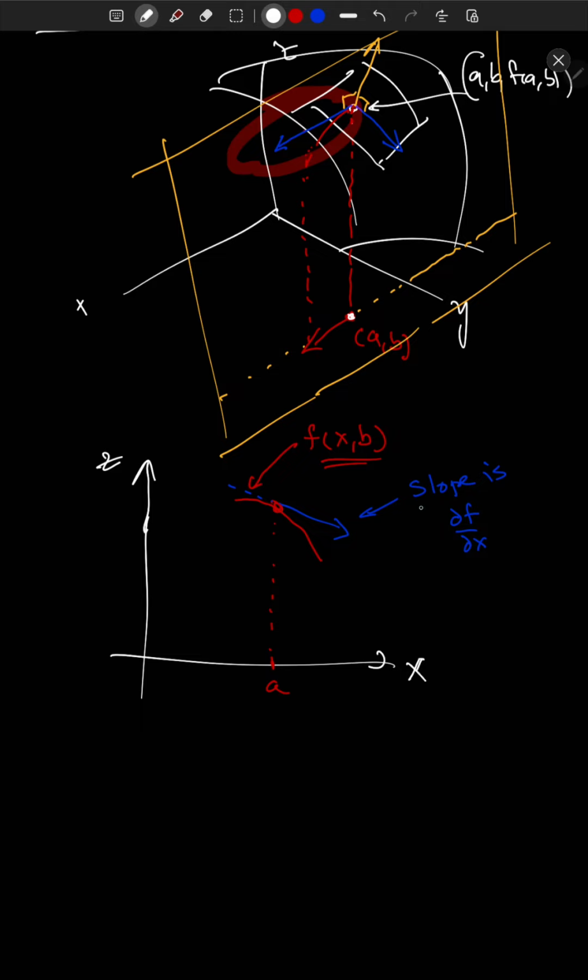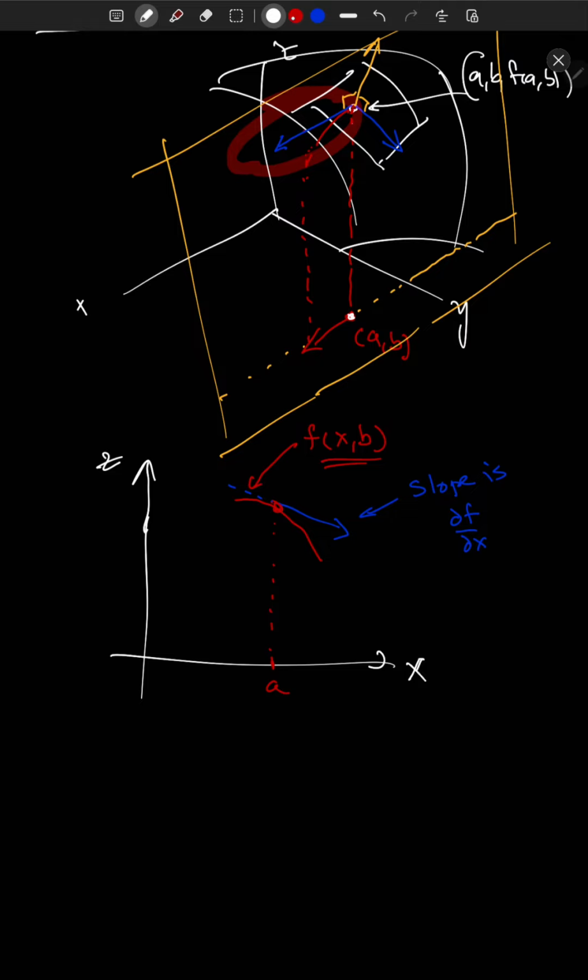Well, the slope being df dx means, if you have a line with slope 3, one way to think of it is, if you're on that line and you move one step to the right, you need to move 3 steps up to stay on the line. That's what slope 3 means.